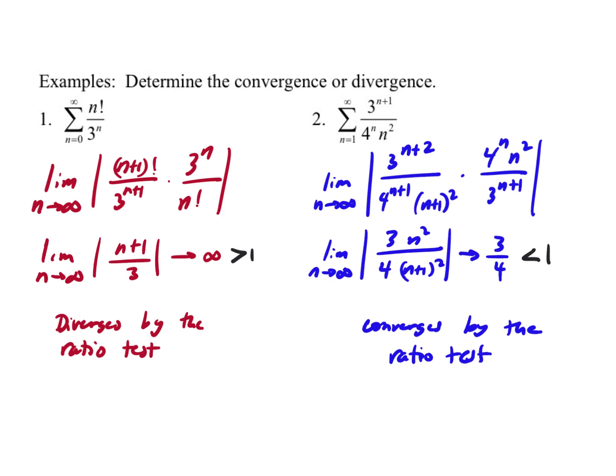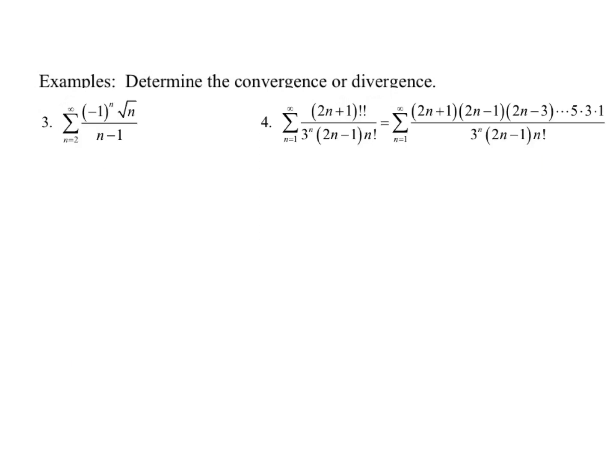Good? Questions? Let's do another one. We're going to do 2 more. I think there are only 4 examples in the book anyway. We're doing them all. Especially because I want to talk to you about number 4, and there's some new notation there.